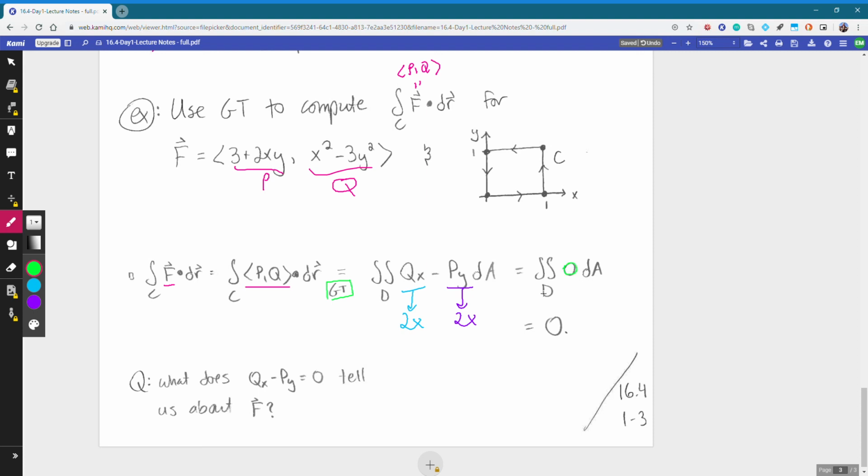And if we march through our region D, adding up 0, we're just going to get 0 as our net volume. And so we don't even have to set up our limits of integration or anything like that. We can see right away, if we integrate 0, we're going to get 0.